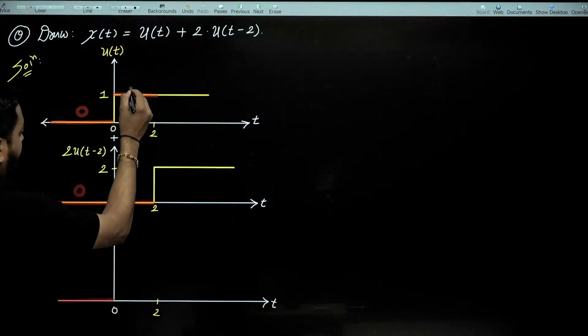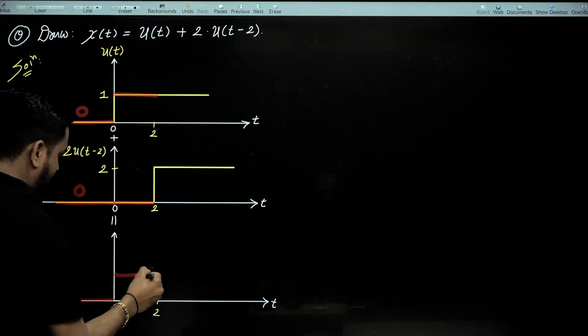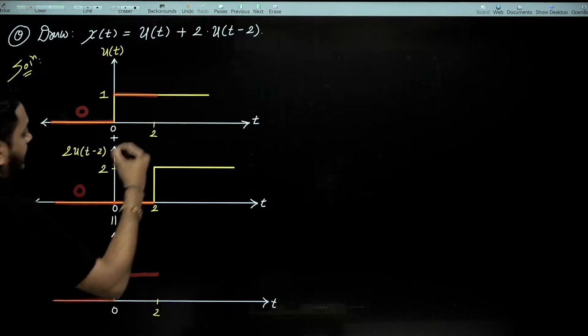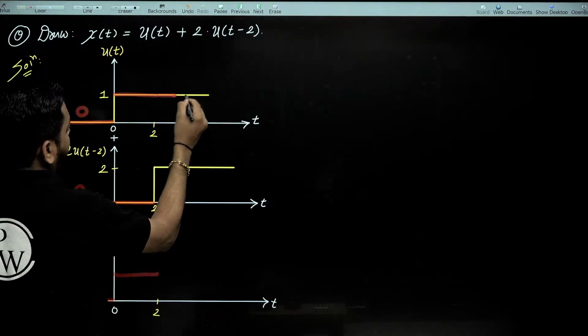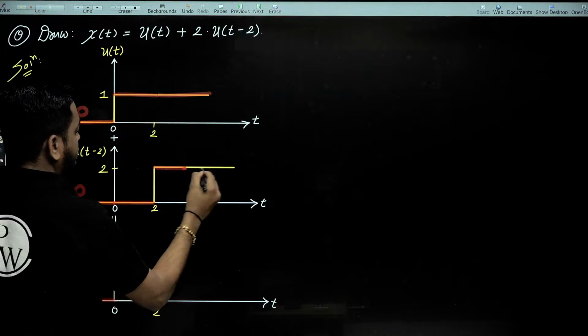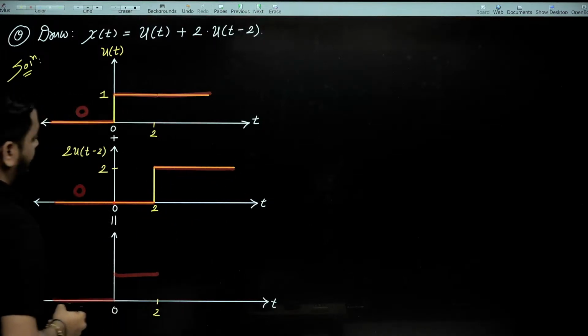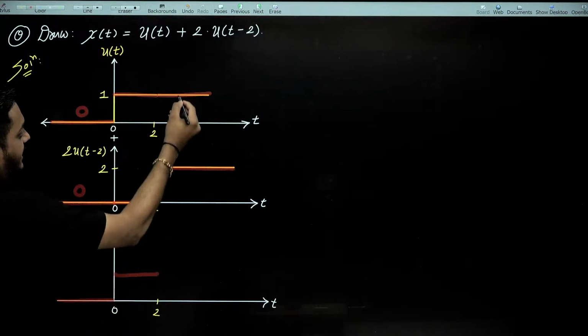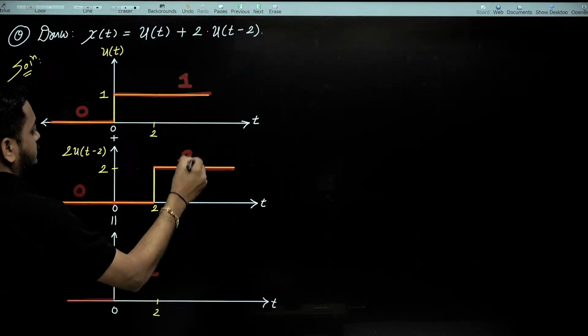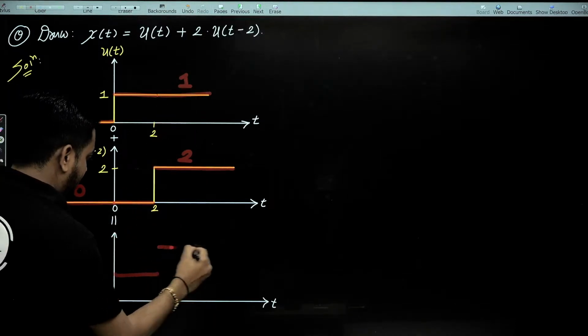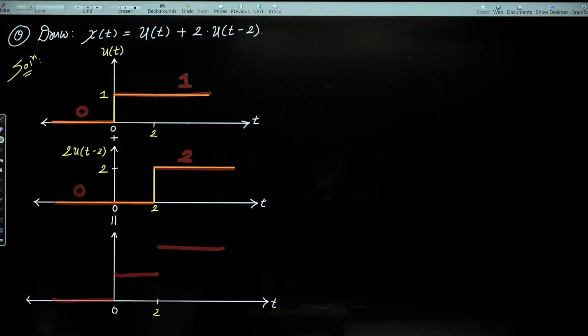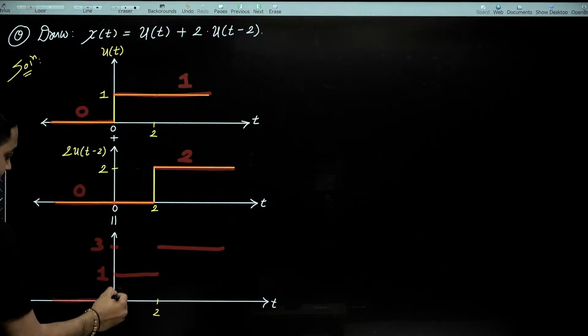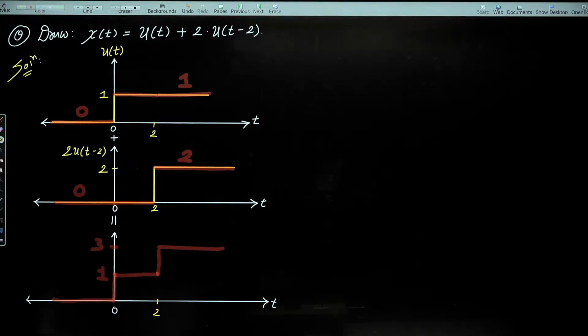So 1 plus 0 is nothing but 1, guys, between 0 and 2. Now for greater than 2, the amplitude here is 1 and here the amplitude is 2, correct? So 1 plus 2 is nothing but 3. So this amplitude is 3 and this amplitude is 1. Here there is a sudden change. Got it? So this will be the resultant signal.